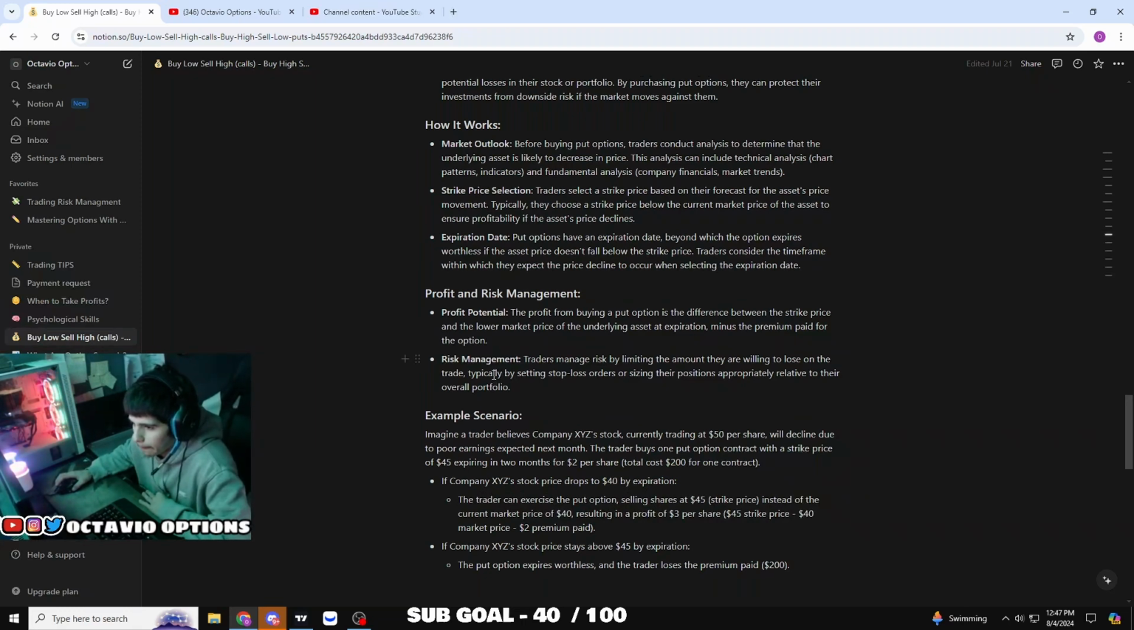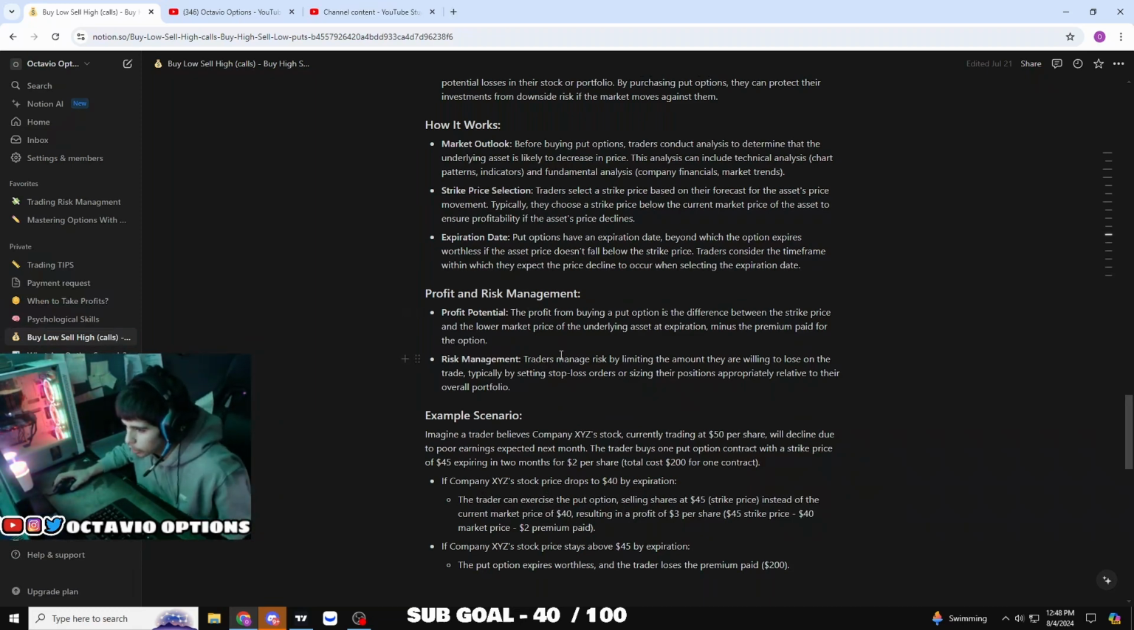Profit potential. The profit from buying a put option is the difference between the strike price and the lowest price of the underlying asset at expiration, minus the premium paid for the option. So that's you riding the highs, thinking the market's gonna go down lower, so you're riding from the highs to the lows, you know what I mean? You're collecting all that premium in between from it dropping.